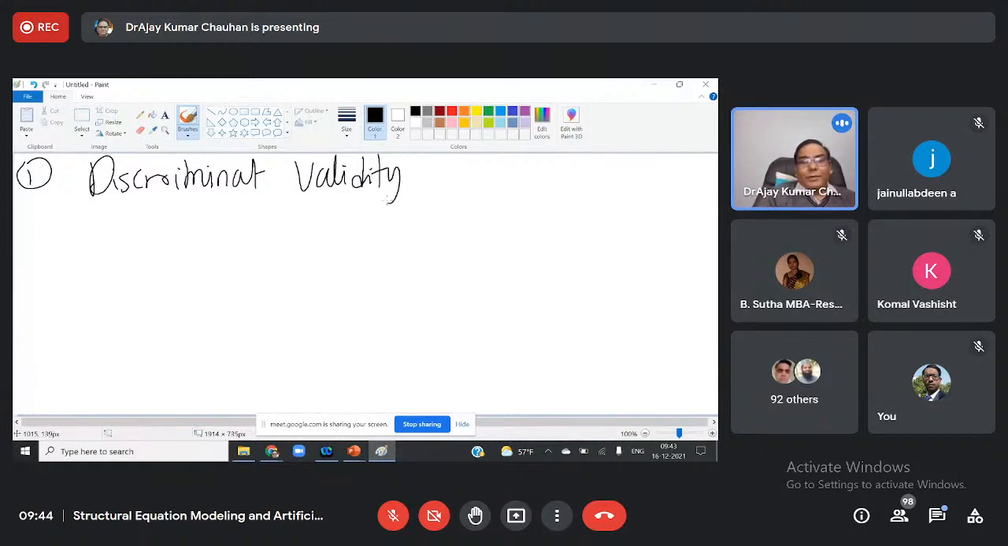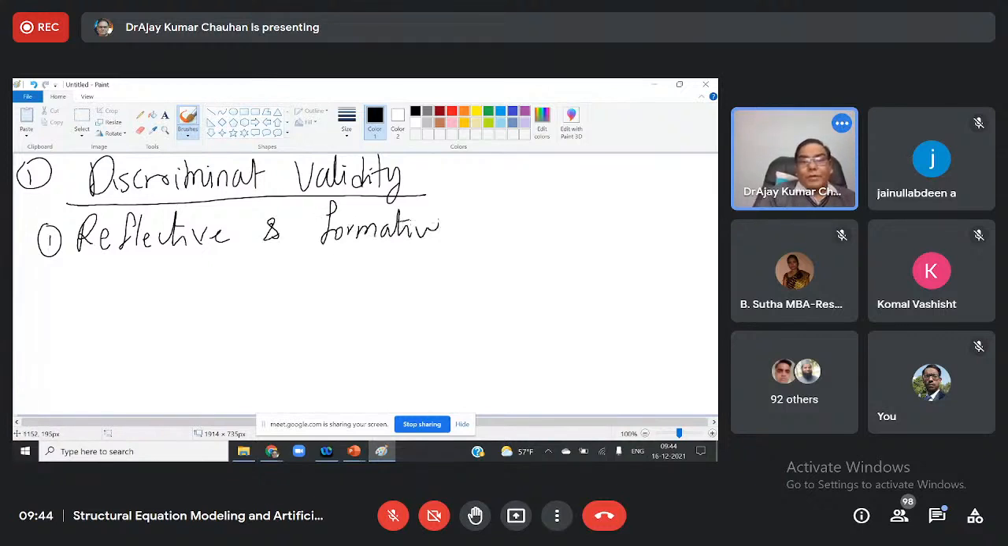Discriminant validity. Discriminant validity is applicable for the reflective construct and formative construct also, but not applicable for higher order.